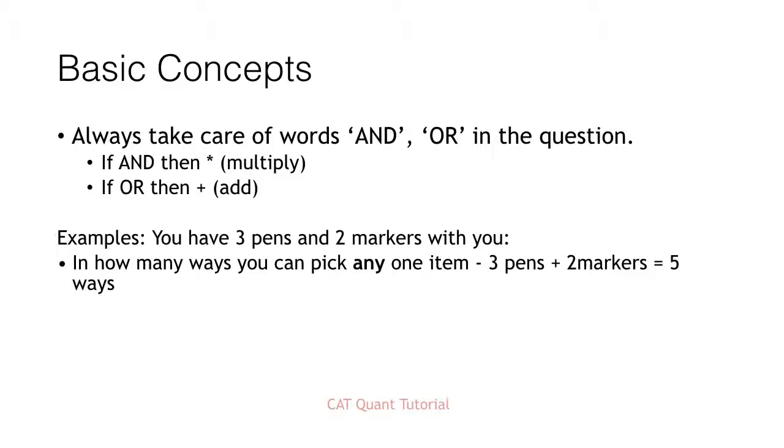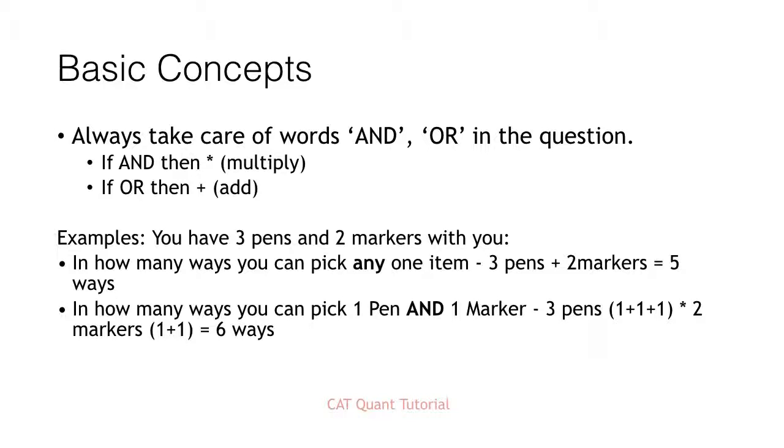But to understand how I came to that answer of five ways: out of those three pens, I can pick one pen, and to pick that one pen I have three different ways. I can pick the P1 pen, P2 pen, or P3 pen. Similarly, if I need to pick a marker, I can pick M1 or M2, two ways. Since I need to pick any one item, it is 3 pens plus 2 markers, that is 5 ways to pick any one item.